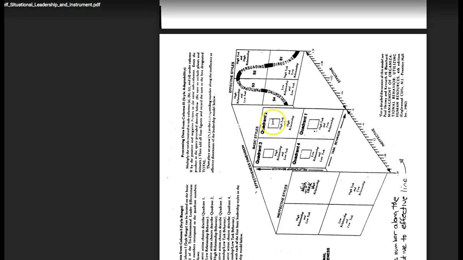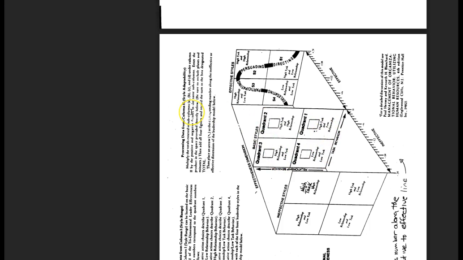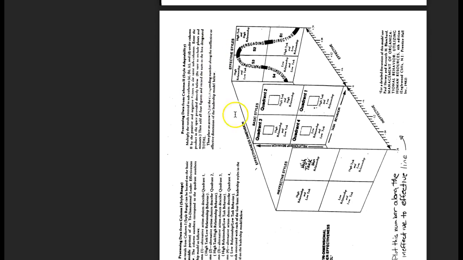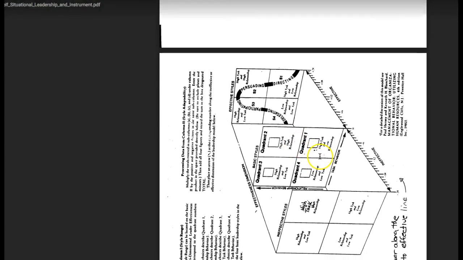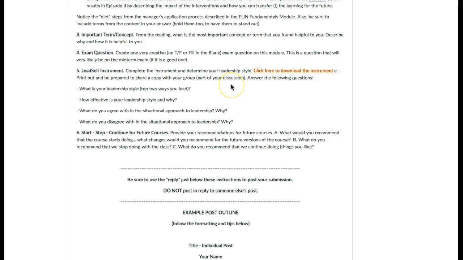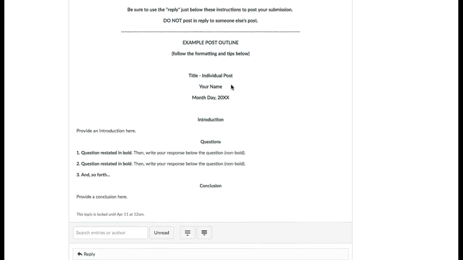So wherever you score, there's not a preferred style. In other words, what's preferred is to use the style that's most effective given the situation. And that's the whole basis of this theory. So what I'd like for you to do is include this page in your post, because this will give people your data so they can understand how you scored. So I think you'll have fun with that, and follow the format.